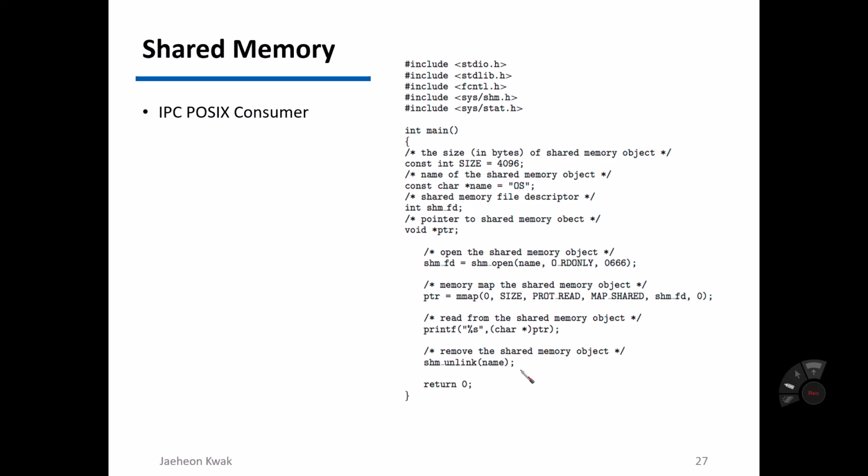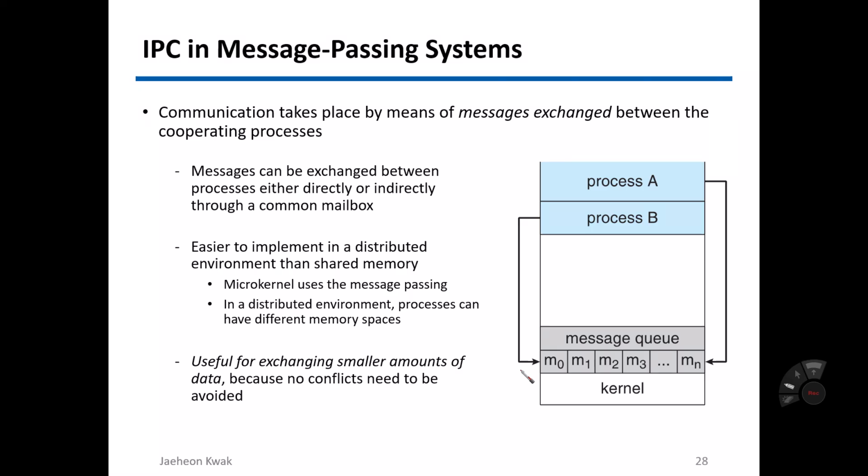Okay, good. Then let's see the message passing. We can support IPC through message passing systems. Its communication takes place by means of message exchange. Messages will be exchanged between processes, either directly or indirectly through a common mailbox, like this mailbox. And it is easier to implement in a distributed environment than shared memory.